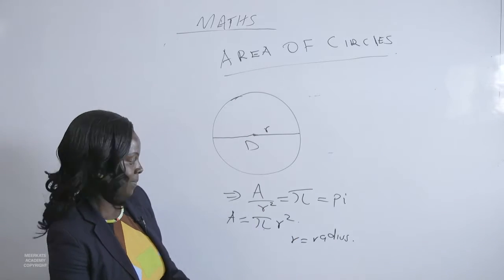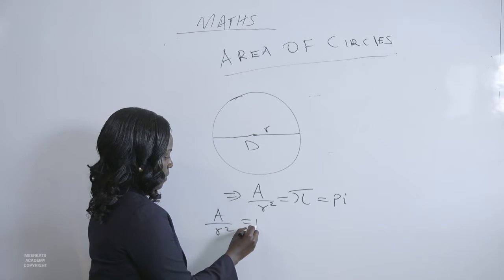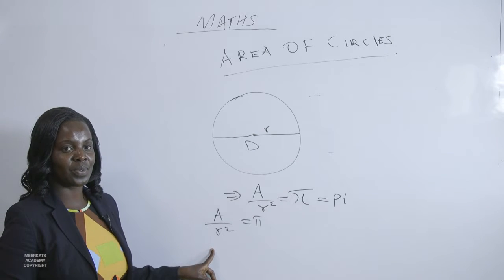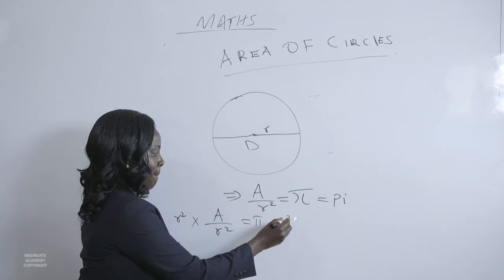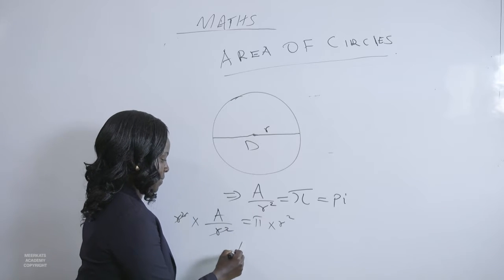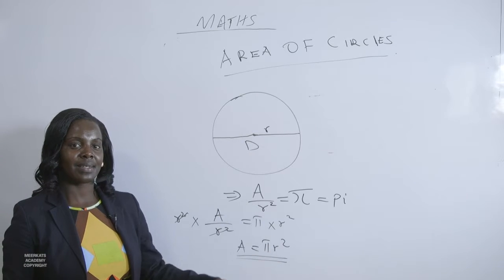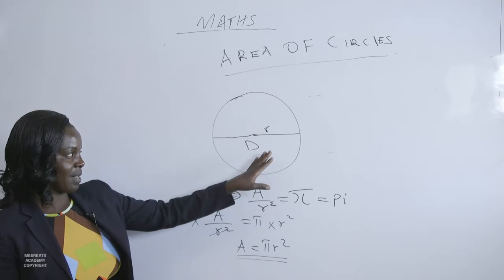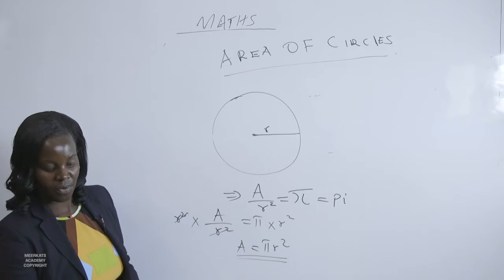So if we want to make pi the subject of the formula, what do we do? We multiply both sides by r squared. And that will give us pi r squared for calculating the area of the circle. Remember, this time round we'll not be using the diameter, we'll only be using the radius to calculate the area of the circle.